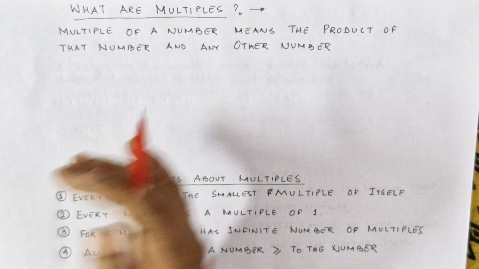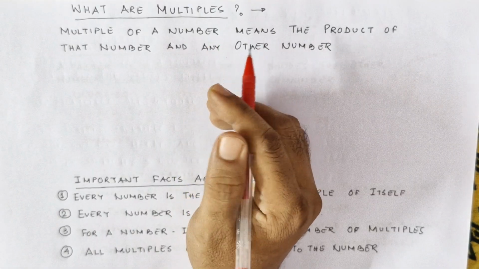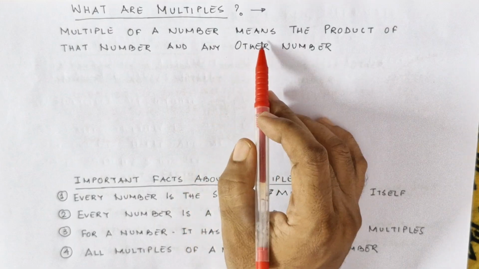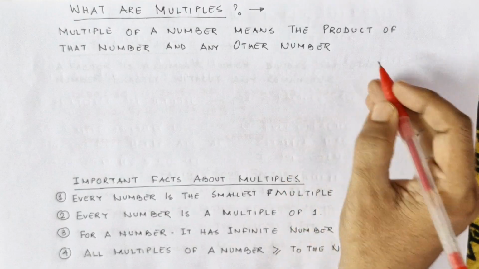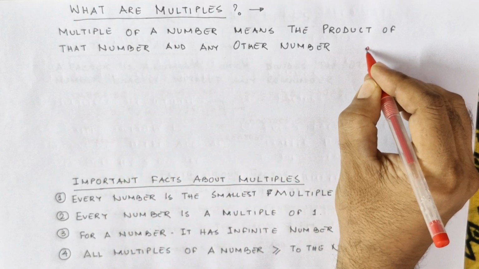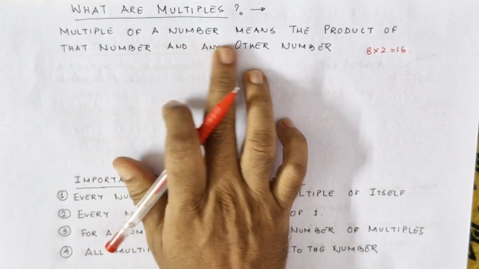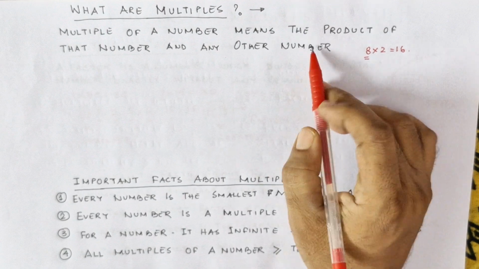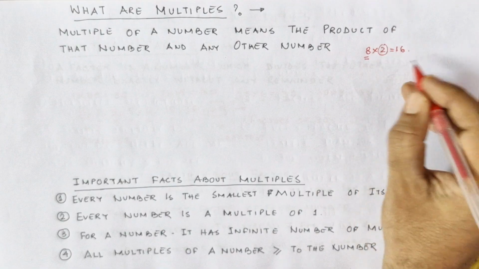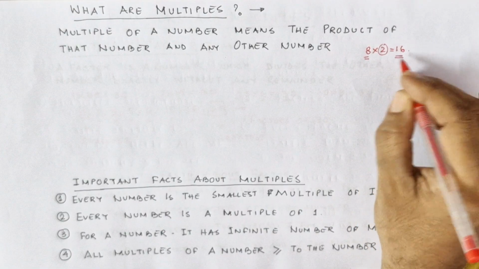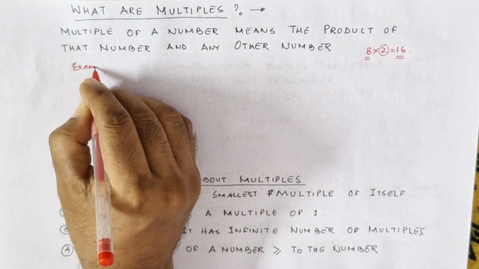Let's move on to the next section, that is, what are multiples? Multiples of a number means the product of that number and any other number, right? So let's see, 8 into 2 is 16, right? A multiple of a number means the product of that number and any other number. So 16 is a multiple of 8. I'll give an example here. Let's see.